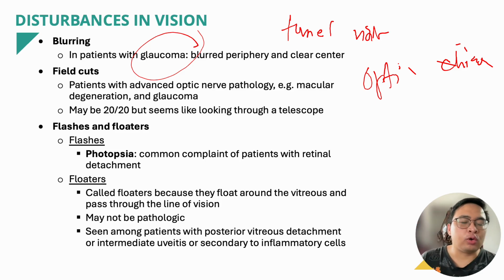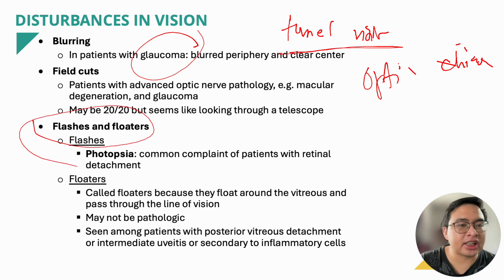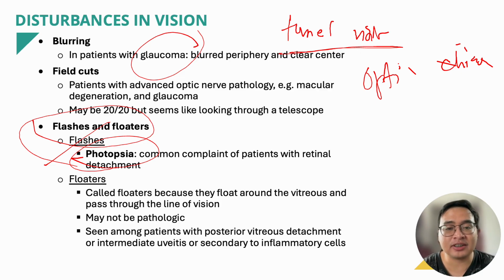Okay? So, for field cuts, your vision may be 20/20, but it looks like looking into a telescope. This one is different from tunnel vision. It's more of telescopic vision. Right? Next, there may be flashes and floaters. Pag sinabing flashes, may nakita po ba kayong mga kumikislap-kislap, no? O pwede nasabihin parang bituin. So, this symptom is called photopsia. It's a common complaint of patients with retinal detachment. So, this one is dangerous and needs immediate treatment.